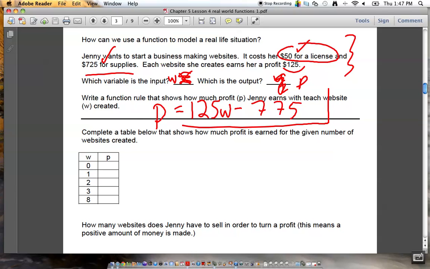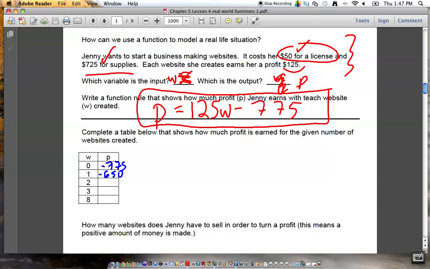Now, once I have this rule, I can go fill out my table. What if I plug in a 0? I love 0. What are you going to get if you plug in a 0? 125 times 0 is 0, but you have to keep going. Negative 57.25. These are a little bit like those old cookie problems or the temperature in the oven problems. What if I plug in a 1? What's 125 times 1? On your calculators, do 125 times 1, minus 57.25. It should tell you 67.75.